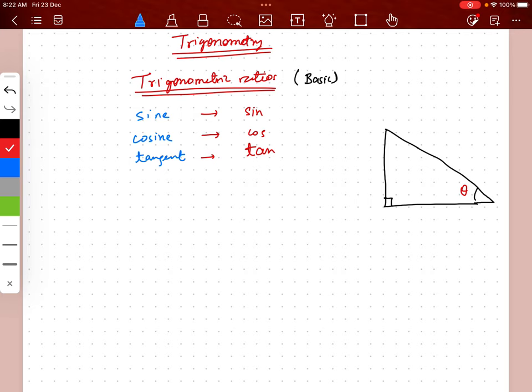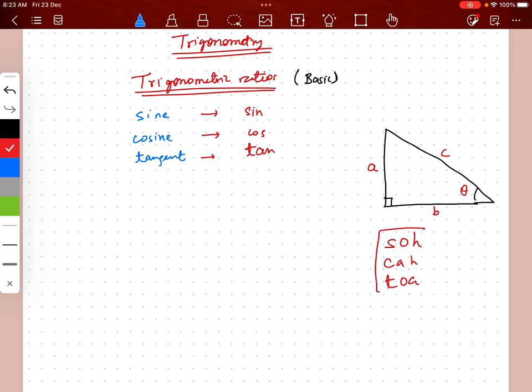So if we see this angle theta, suppose the length of this side is A, the length of this side is B, and the length of this side is C. We will learn how to find the trigonometric ratios, sine, cosine, tangent, and the abbreviation we use to remember them. There's one rule: SOH CAH TOA.